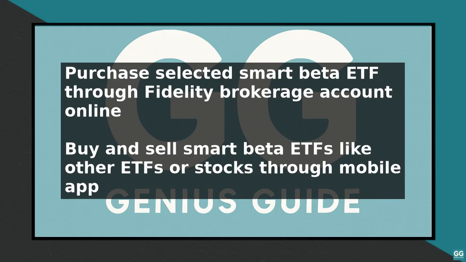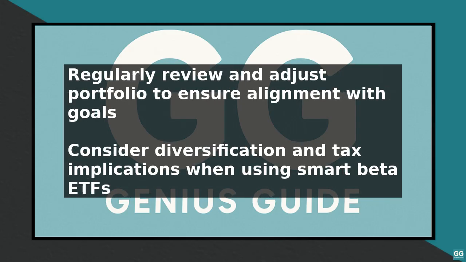Some key concepts to keep in mind when using Fidelity Smart Beta ETFs include the importance of diversification and the potential for tax implications. Diversification can help reduce risk by spreading your investments across different asset classes and investment strategies. Tax implications may arise from buying and selling Smart Beta ETFs, so it is a good idea to consult with a tax professional or financial advisor to understand the potential tax implications of your investment decisions.